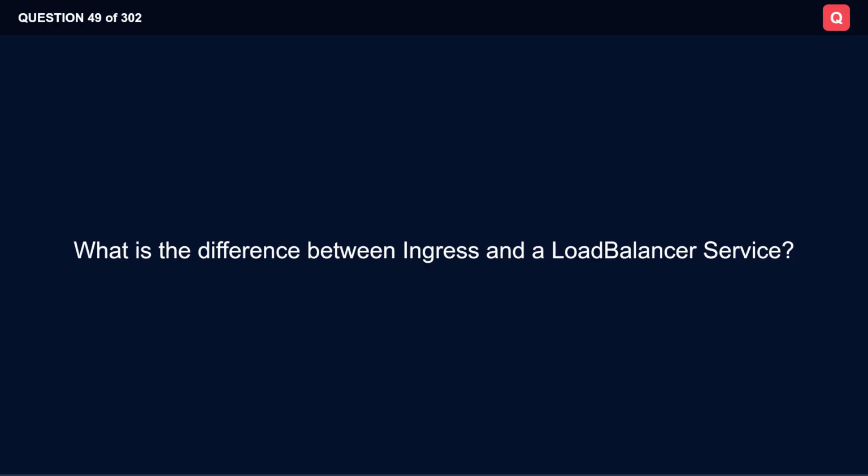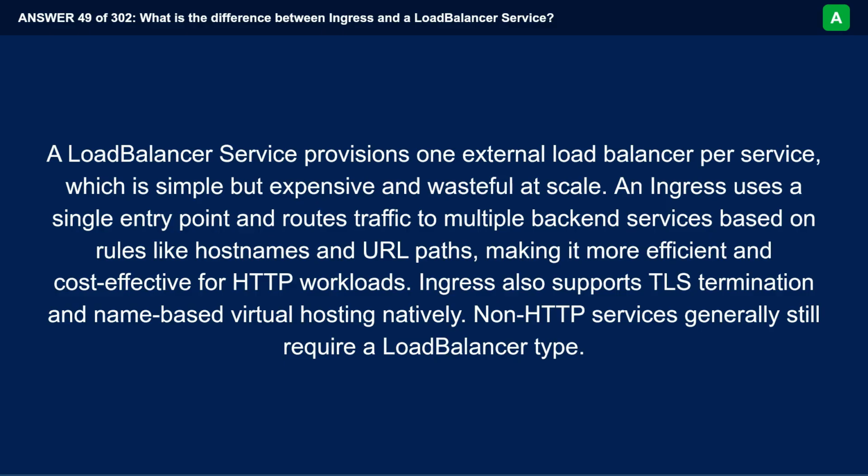What is the difference between Ingress and a LoadBalancer service? A LoadBalancer service provisions one external load balancer per service, which is simple but expensive and wasteful at scale. An Ingress uses a single entry point and routes traffic to multiple backend services based on rules like host names and URL paths, making it more efficient and cost-effective for HTTP workloads. Ingress also supports TLS termination and name-based virtual hosting natively. Non-HTTP services generally still require a LoadBalancer type.